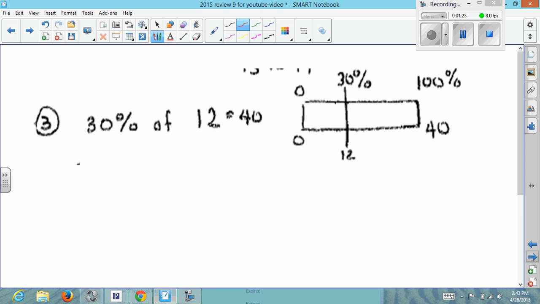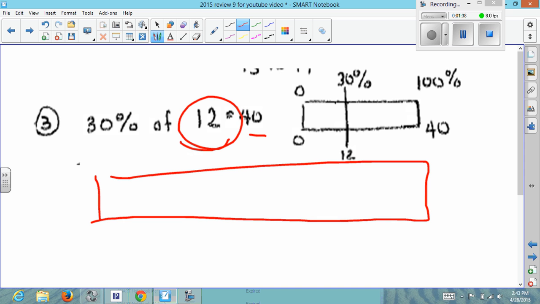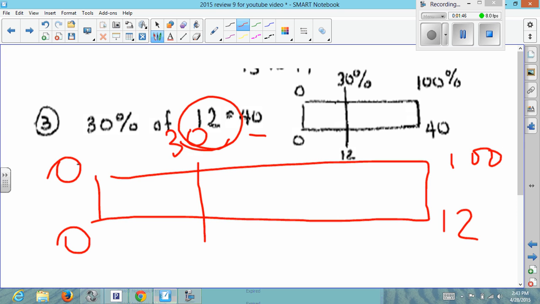Next one, 30% of 12 is 40. So we're looking at this, and it says 30% of 12. So it's not 12 is the whole, and then we've got 40. So I need to draw a percent box. My numbers that go on are 0, 0, 100, and then my 12 goes on here. So my 30% is going to go down here, and I don't know what goes here.